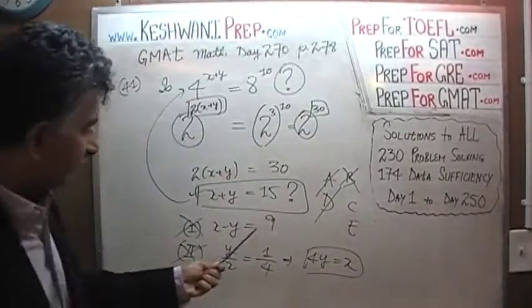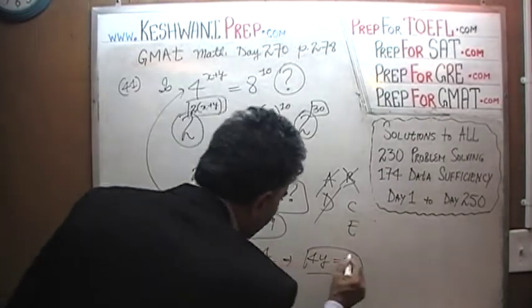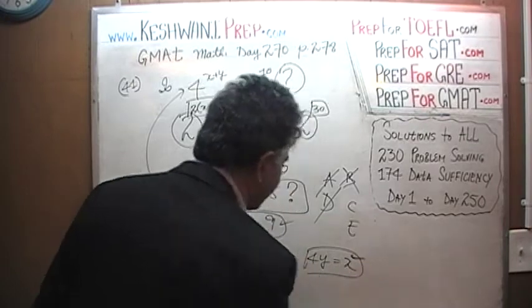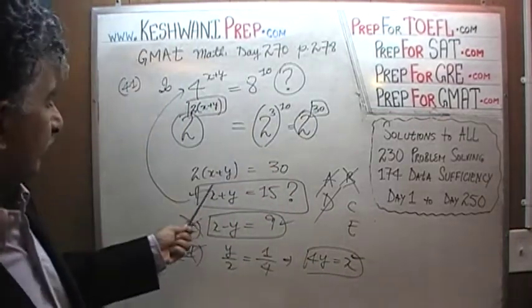But we can clearly see that as soon as we put the two statements together, the first statement gives us this equation, the second statement gives us that equation. We have two independent equations. Now we can solve for x and y, and at the end we can answer the question.